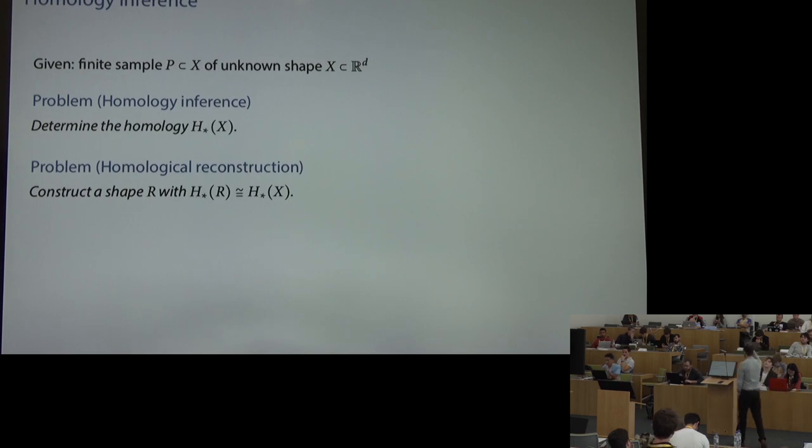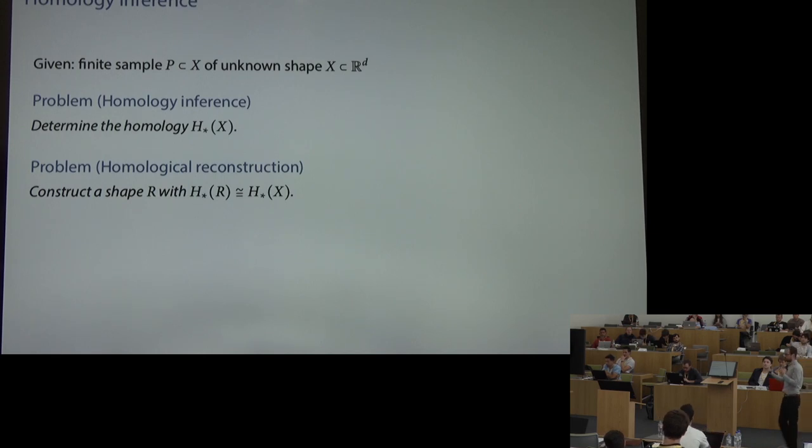Construct the shape R that has the correct homology, the same homology as the space X. And I should say something here. You should not just come up with any shape that has the correct homology, because once you guessed the homology correctly, you can just build up something that looks very different from the shape X. But here, reconstruction actually asks for a reconstruction R that's also geometrically close.